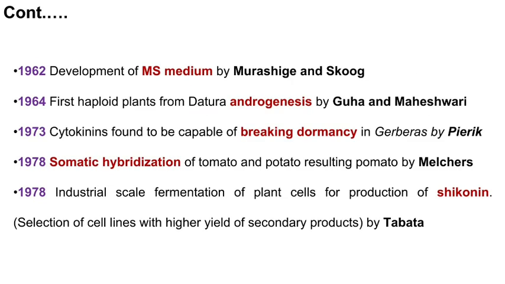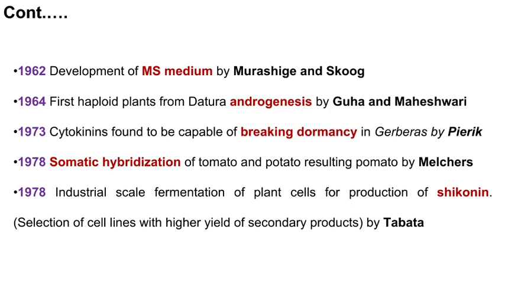1962, development of the MS medium. Actually, this is a milestone in the tissue culture process. MS means Murashige and Skoog. MS medium is the common medium used for all the tissue culture techniques, like anther culture, embryo culture, whatever it may be. But the MS medium is the common medium used for all the tissue culture techniques.